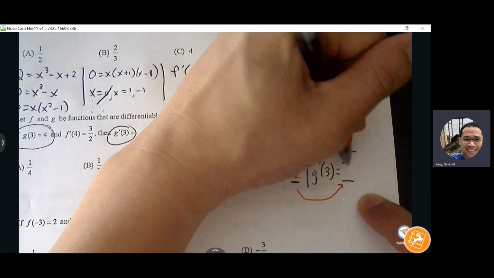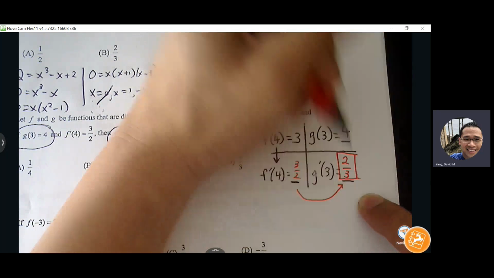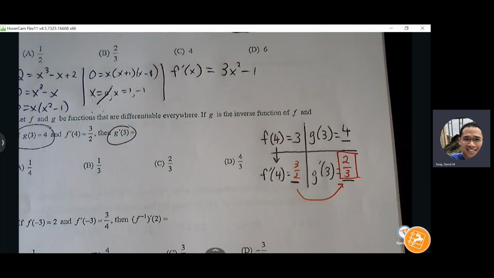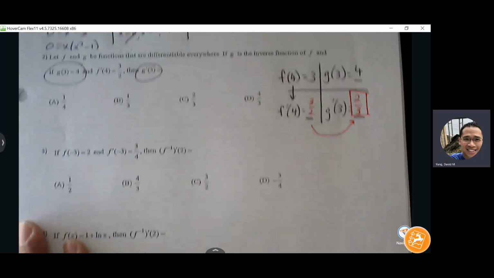2/3, that's right. Keep the sign, just flip the numerator and denominator around, but don't change the sign. If we change the sign, that's a different relationship. That's opposite reciprocal, that's perpendicular lines. But here, the slope is going to stay the same sign. Questions with 2?